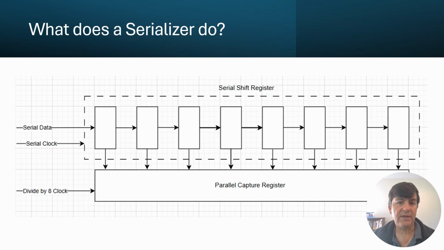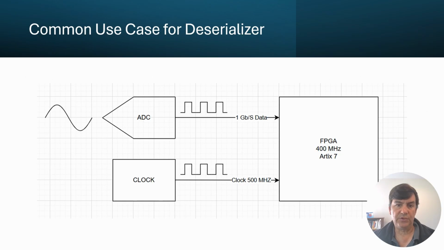So, what does a deserializer do? It takes serial data and converts it into parallel data. For example, in the diagram, the serial data is shifted into an 8-bit shift register and then captured by an 8-bit register using a divide by 8 clock. But why would we want to do that? The short answer is to make timing closure possible.